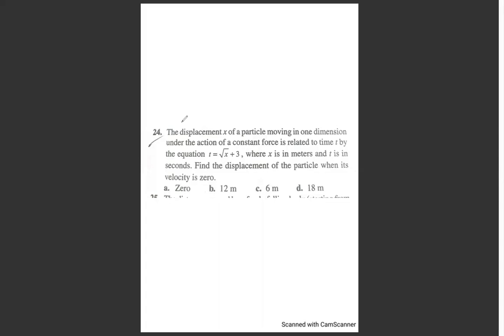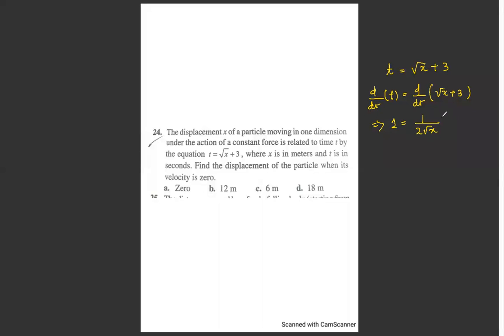So what we have to do? We have to differentiate the equation. So let me differentiate it directly with respect to time t. It is given that t is equal to root x plus 3. So differentiate it with respect to time. d by dt of t is equal to d by dt of root x plus 3, right? So it's coming as 1 equal to 1 by 2 root x.